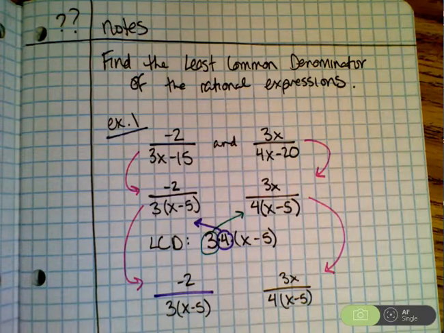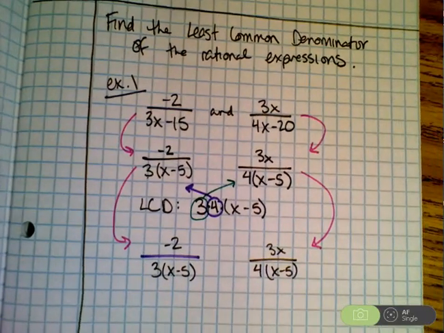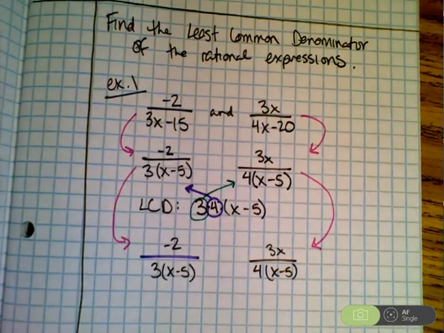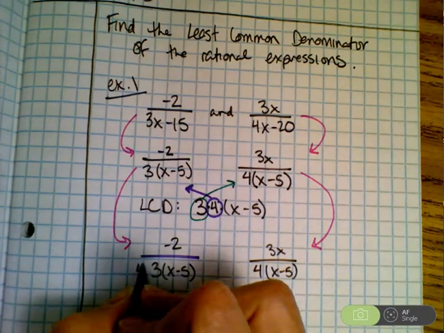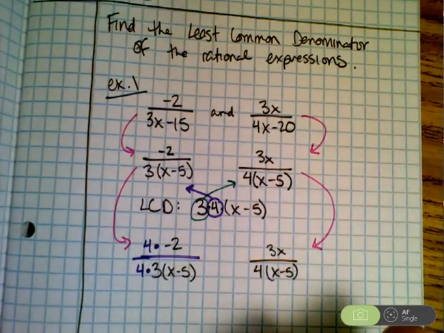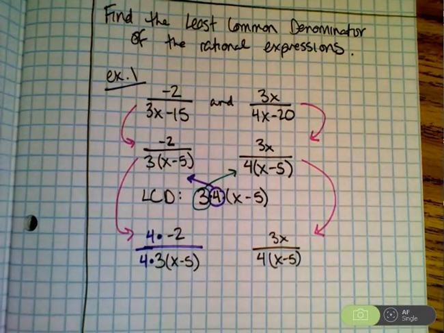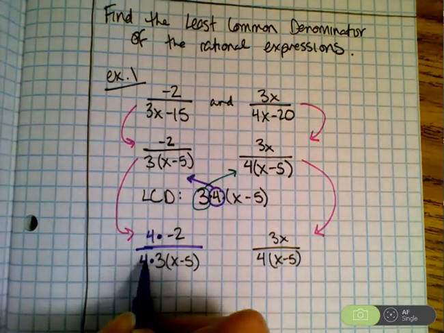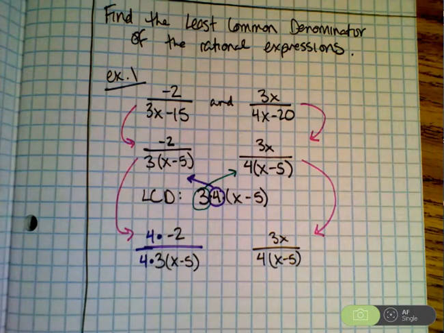So what I want to do is, on this right side, multiply by 4 on the bottom. But if I multiply by 4 on the bottom, in order to keep my problem the same, I have to do the same thing to the top. I always have to do the same thing to the top and bottom of a fraction. So I'm going to multiply both parts of that one by 4.